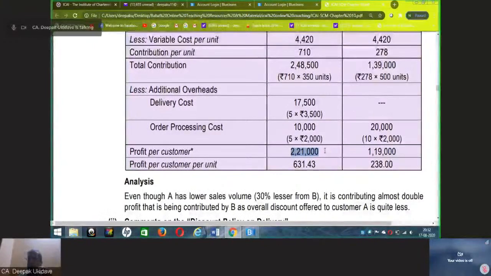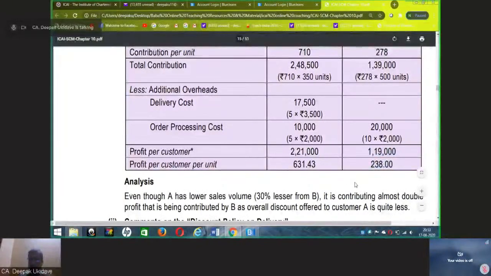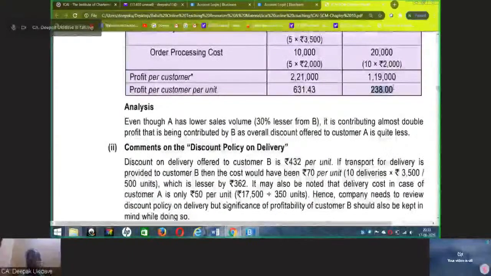238. You saw that there is something like a seesaw, tilted. The word I just used, tilted. The decision is tilted. The picture in front of you is altogether different. It is a total surprise. Customer A seems to be more profitable, more valuable than customer B, because he brings profitability of 631 rupees vis-a-vis customer B who brings only 238 rupees. Now if you look, customer A is buying only 350 units, 30% lesser than customer B, but still he is contributing almost double the profit.